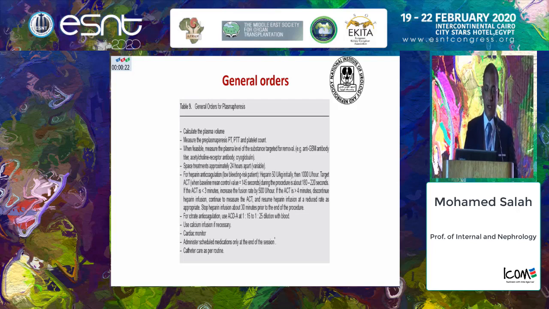For heparin anticoagulation, you have to use heparin cautiously with 50 units per kg initially, then 1,000 units per hour. Target ACT is around 145. And for citrate anticoagulation, use ACDA at 1 to 15 to 1 to 25 dilution. Use calcium infusion if necessary. Cardiac monitoring. Administer scheduled medications only at the session and catheter.